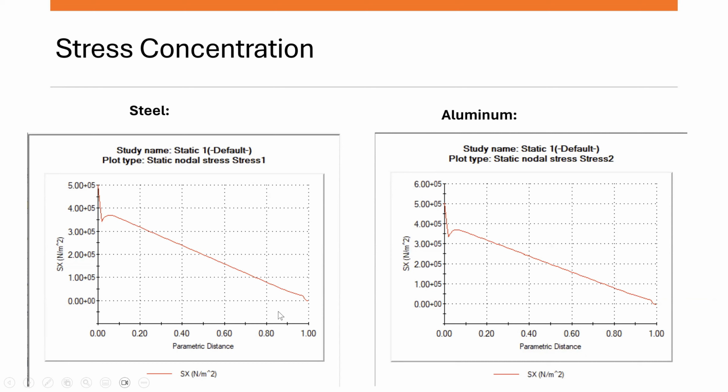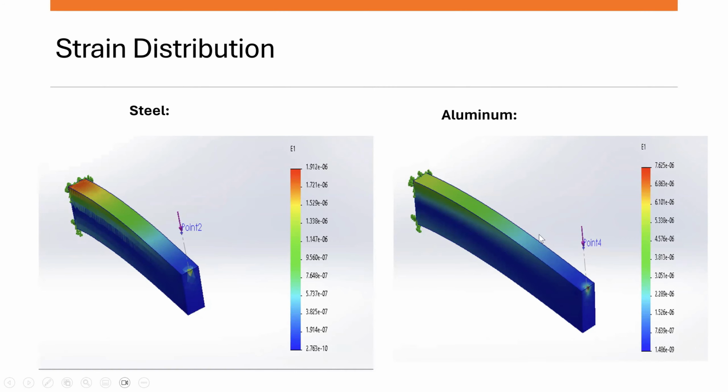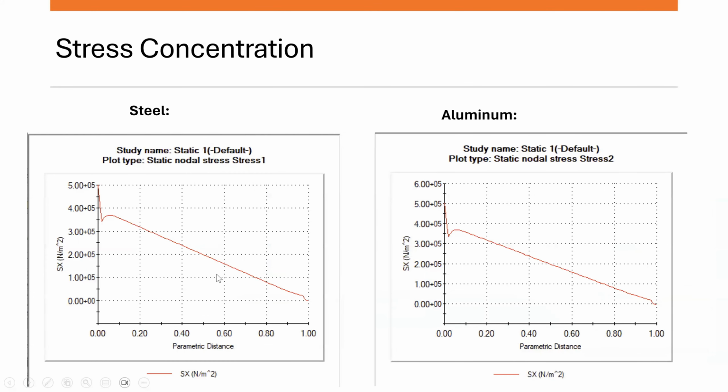The stress concentration for steel is higher where the load is applied. So the stress concentration was determined by the area where the load is applied. The stress concentration for steel is higher and the stress concentration for aluminum is lower. This may be the reason why the stress distribution for steel was lower and the stress distribution for aluminum was higher.